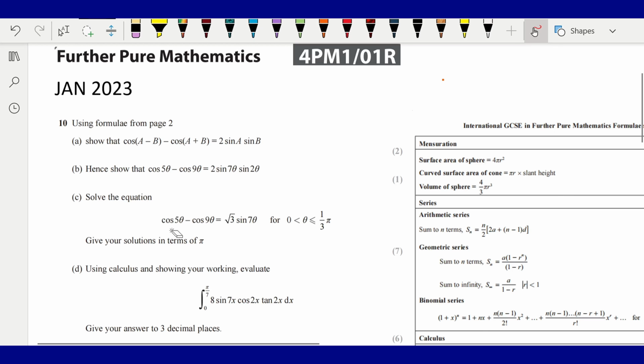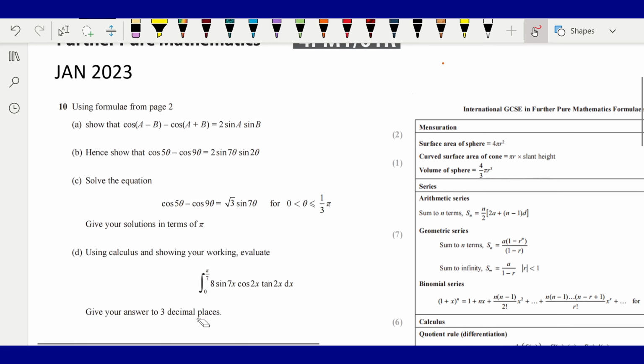C. Solve the equation cos 5 theta minus cos 9 theta equals square root of 3 sin 7 theta for theta between 0 and 1/3 pi. Give your solution in terms of pi. D. Using calculus and showing your working, evaluate the integral of 8 sin 7x cos 2x sin 2x dx with lower limit 0 and upper limit pi over 7. Give your answer to 3 decimal places.